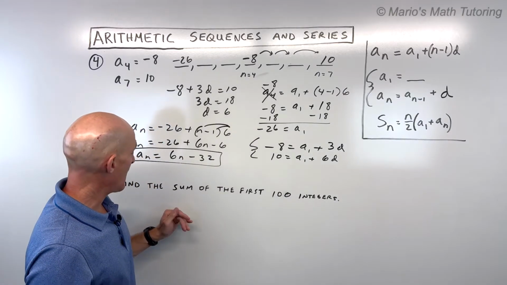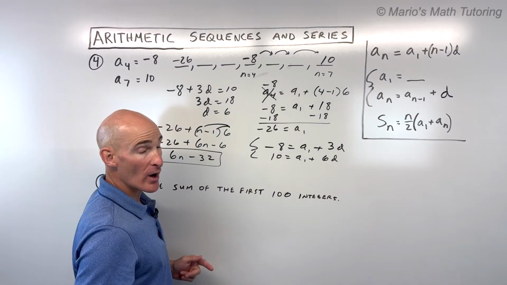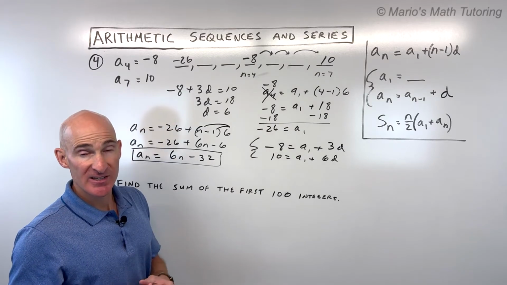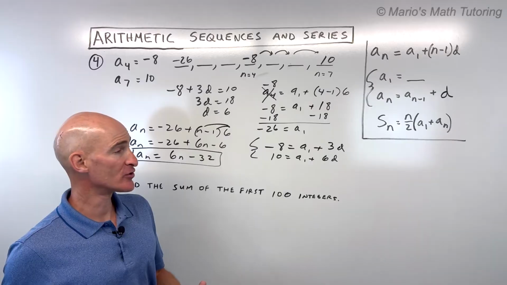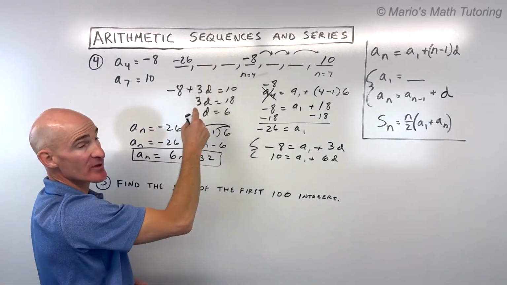Let's take a look at number 5, a little different problem. It says find the sum of the first 100 integers. So now we're talking about sum. When we talk about the sum, it means we're adding up all the terms. So when you're adding up all the terms, that's referred to as a series. Okay, sequence is like a list with the commas.